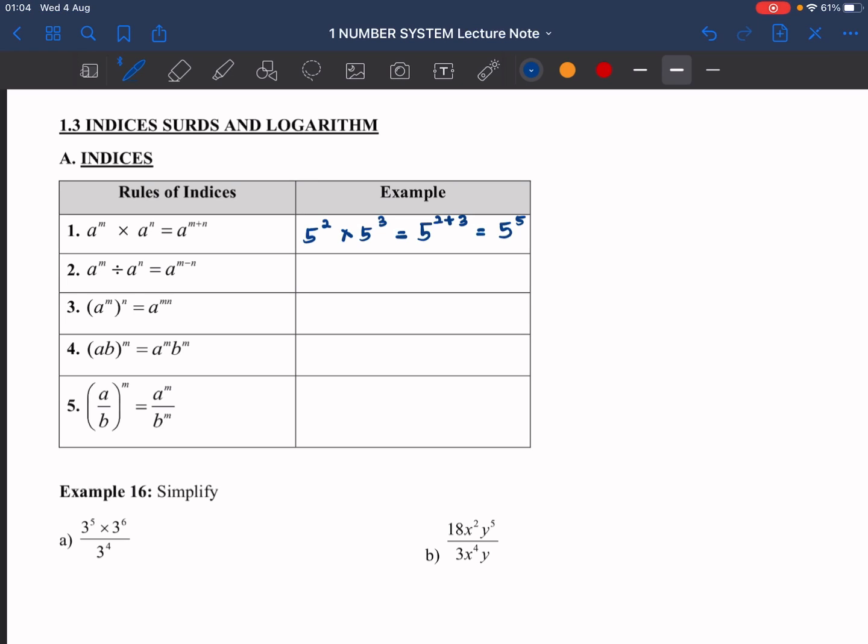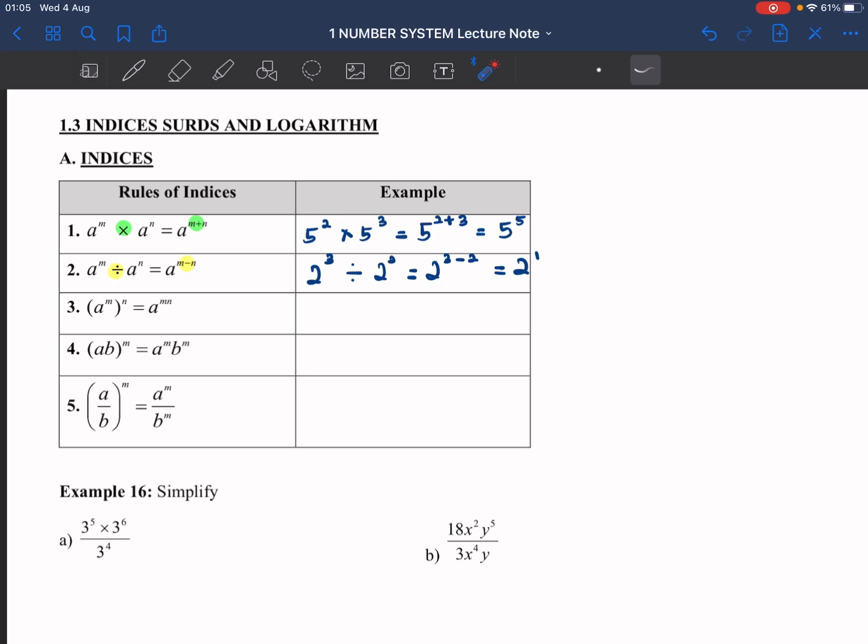So the next one we have bahagi pula. So kalau bahagi dia akan jadi tolak. Okay, so kalau bahagi akan jadi tolak, divide minus, okay, darab tambah. So let's say the example, let's say we have 2 to the power of 3 divided by 2 to the power of 2 is equals to 2 to the power of 3 minus 2 equals to 2 to the power of 1.